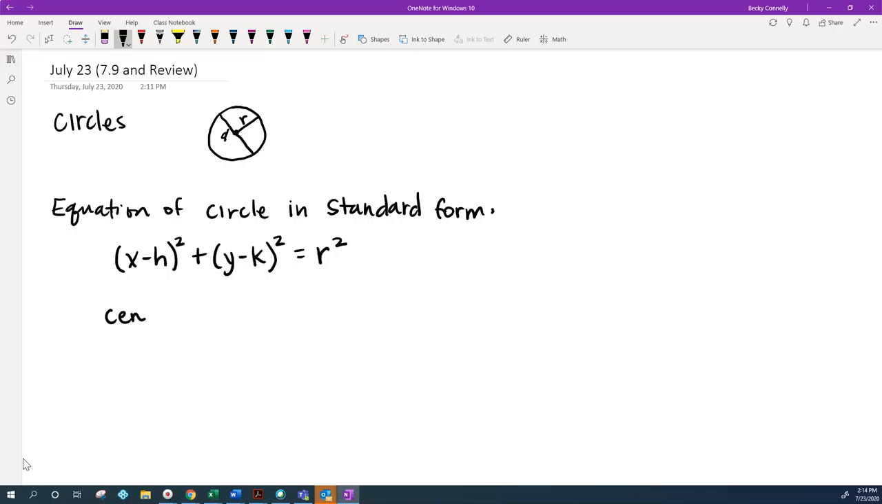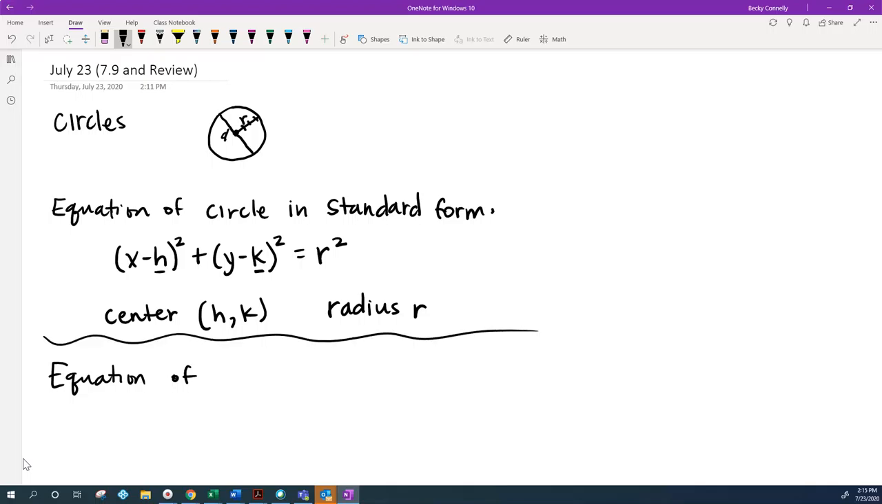Right? And just to clarify on this, the center of the circle is going to be found at h comma k. So this h and this k in our equation is really important because it tells us the center, and then the radius is r. Okay, so that's in standard form, and we like it in standard form because it's easy to pick out where the center is, it's easy to see what the radius is, so we can just go from the center and count out the amount of places that we need to get to that outside edge, right?